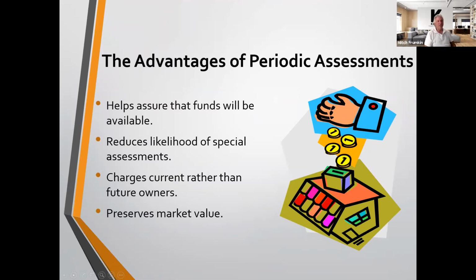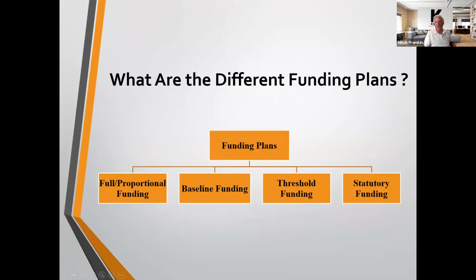The person who just moved in is paying for a roof that somebody else lived under for 19 years. Charges current rather than future owners. That's not right. So one of the things is, by having reserve, the people that live there are paying for things as they're using them, and it's not being forced onto somebody in the future who never lived there. So to me, that's the real critical advantage of periodic assessments: it charges current rather than future owners for the replacement. Anybody have any questions about that?